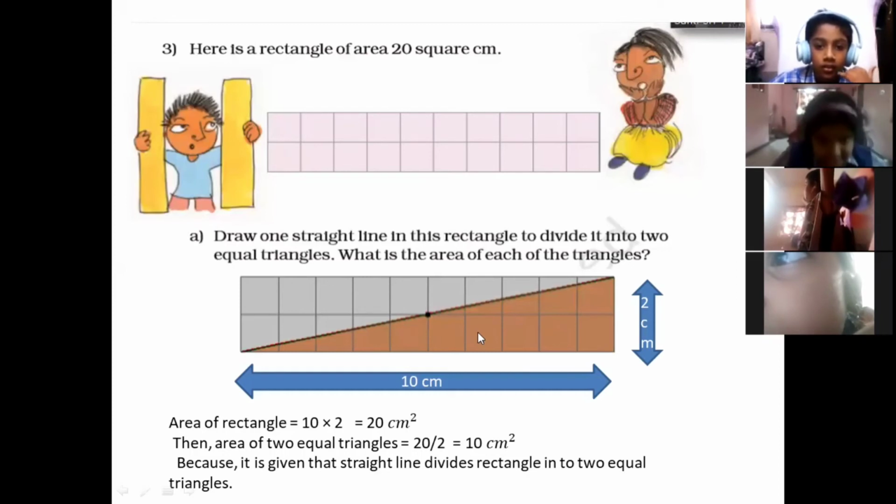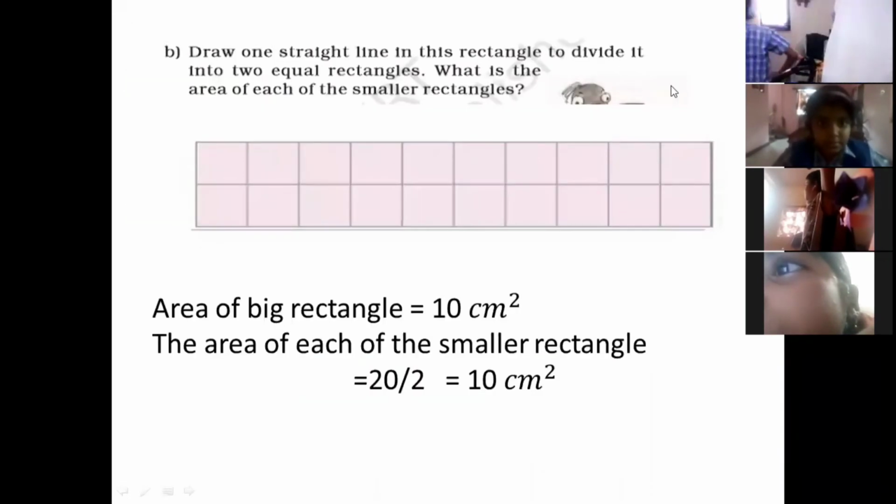Then what is the area of the triangle? It is half of the rectangle. Area of triangle is half of the rectangle. So the area of the rectangle is 20 square centimeters, then obviously the area of the triangle is how much? 10 centimeters. Oh, no, 10 square centimeters. Area of triangle is 10 square centimeters. Next, here is one more question for you.